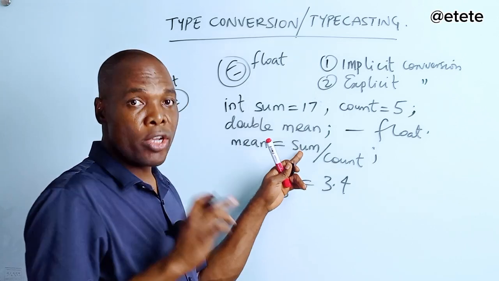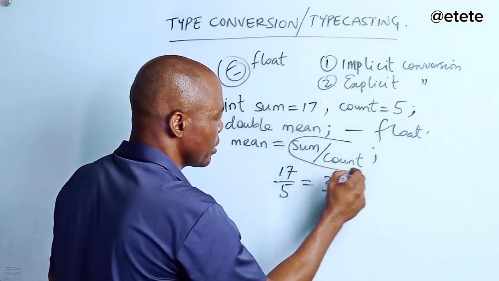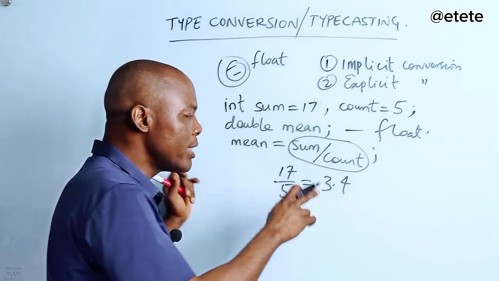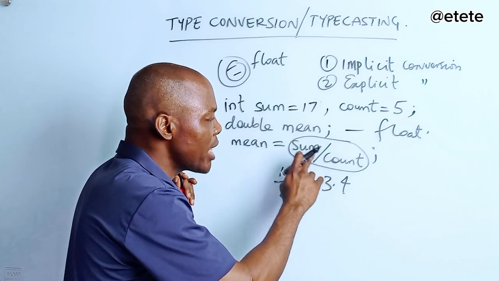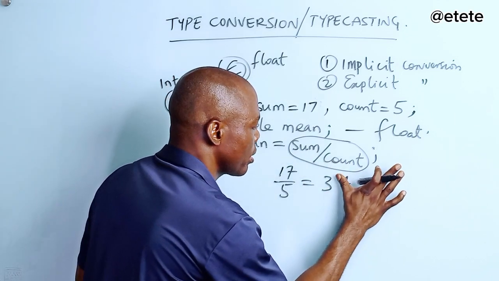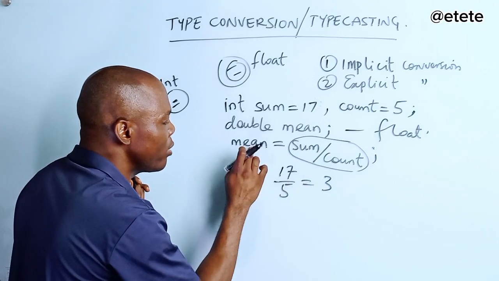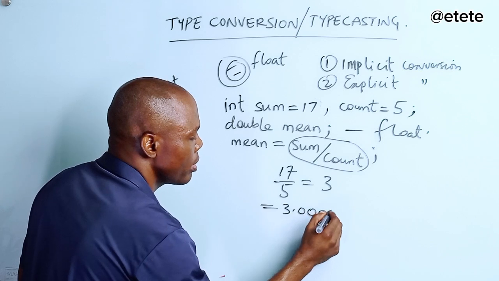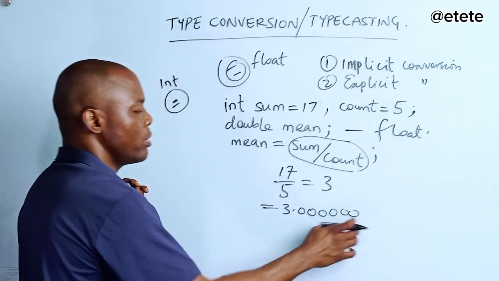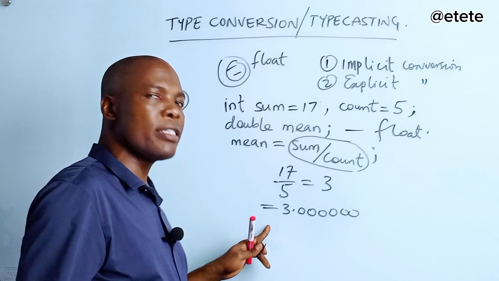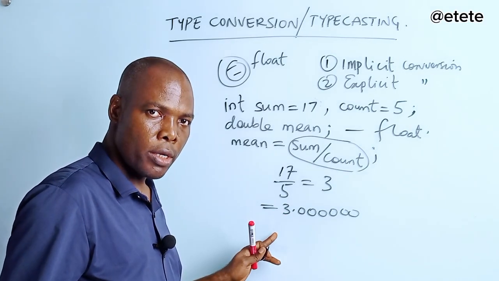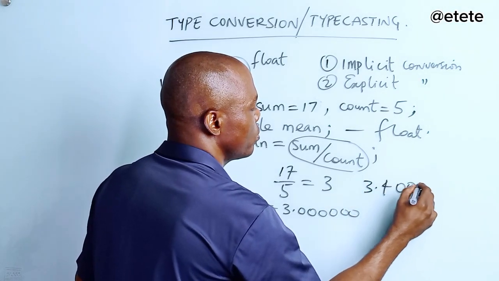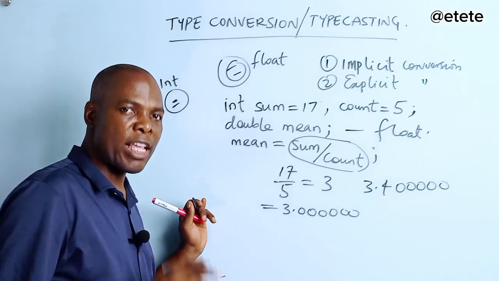But if I do this calculation like this, the whole of this is going to take place in the integer RAM. And in integer, I cannot have this. So automatically, once this calculation is done, it will cut off the decimal part and then store this value in the mean, and it will store it as 3.0. Now, this value is wrong, right? The value that I want to achieve is 3.4. That is what I want to achieve.